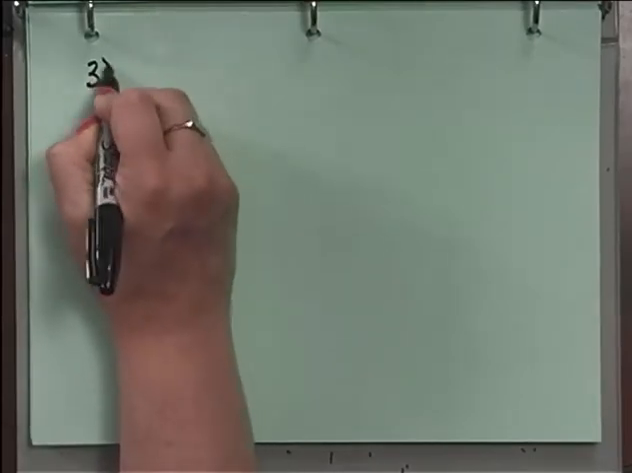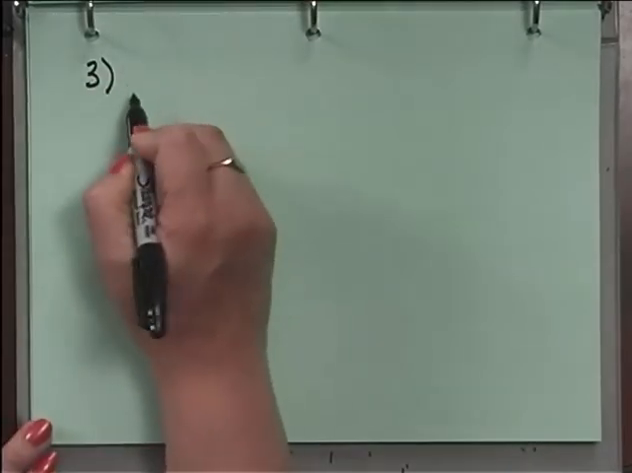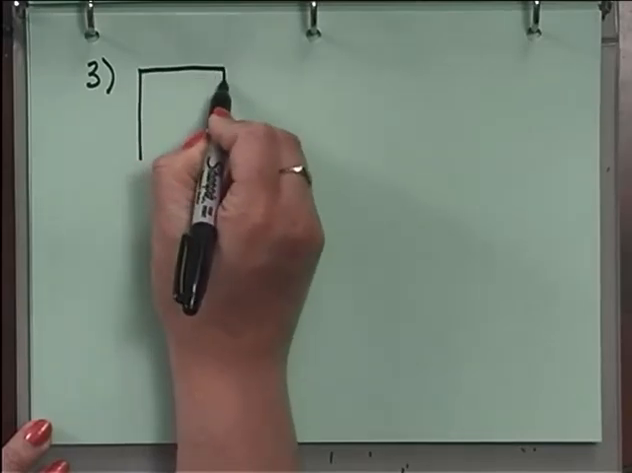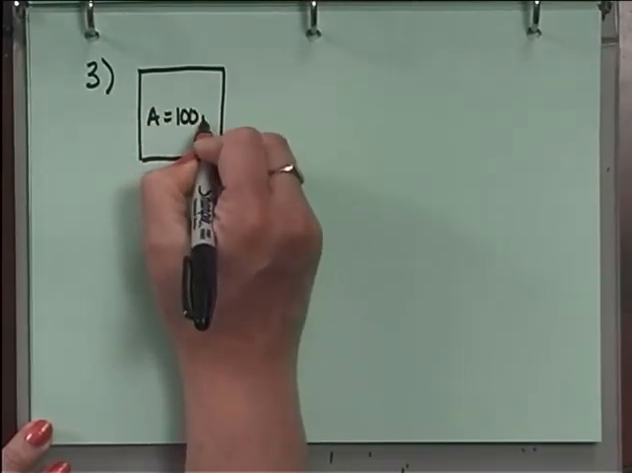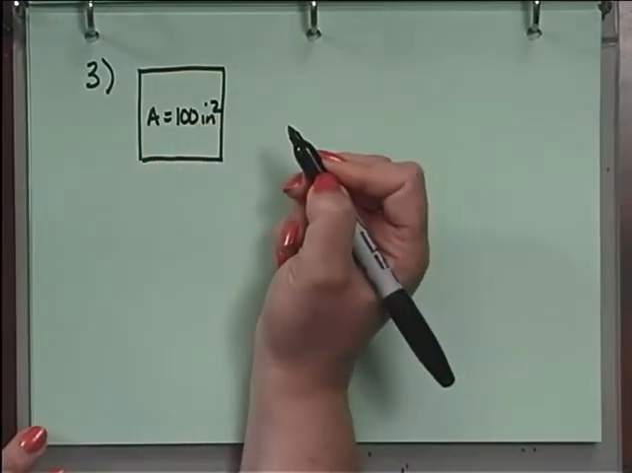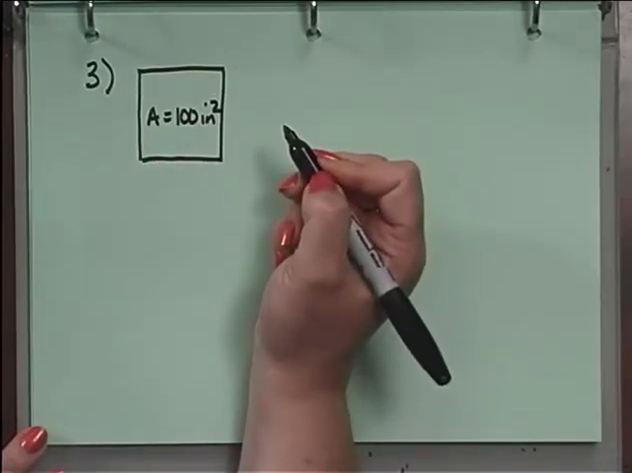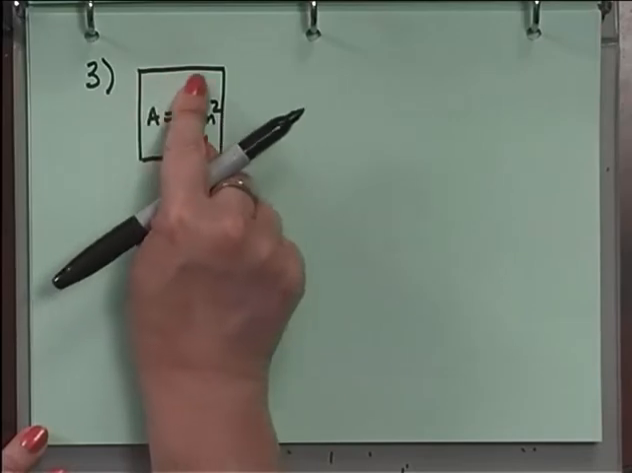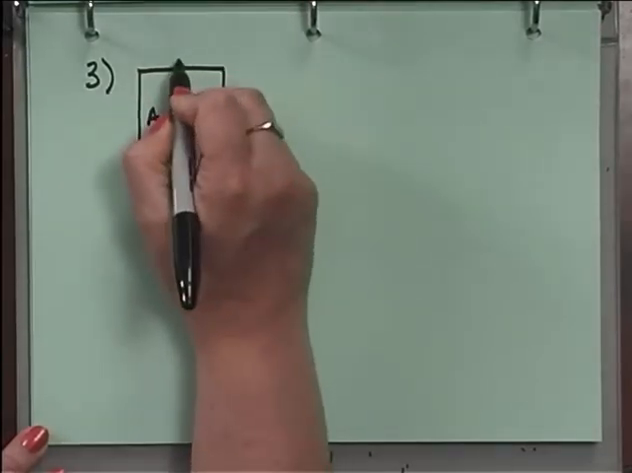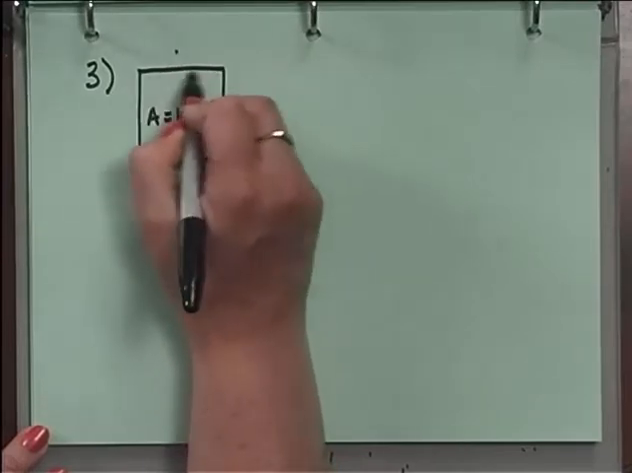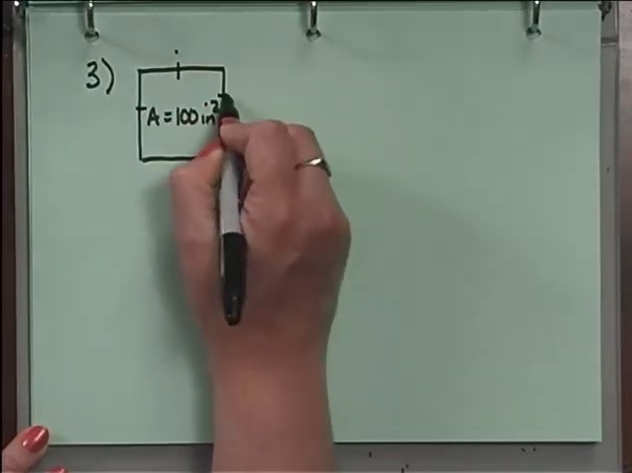In example 3, you're told that the area of a square is 100 square inches. So that means that the area of the square is 100 square inches. We want to know how long is each side of the square. Well, to get 100 squares inside of here, if this is a square, that means all 4 sides are the same.